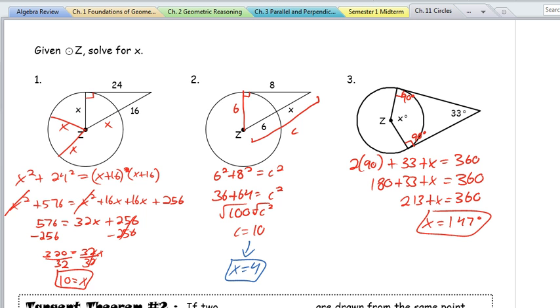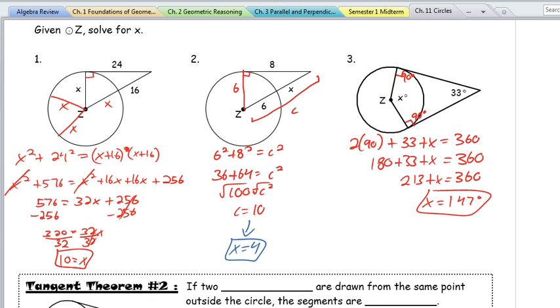It makes sense because it's an obtuse angle there, and x does come out to 147. So again, the basic idea here is that your tangent is going to make a right angle with the radius of the circle.